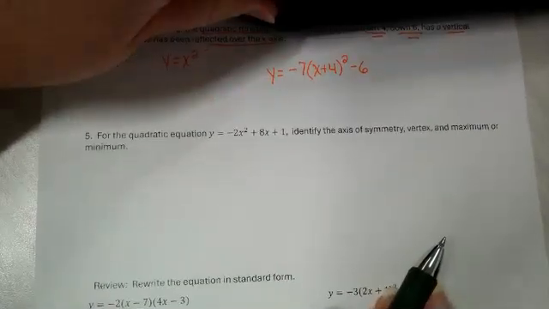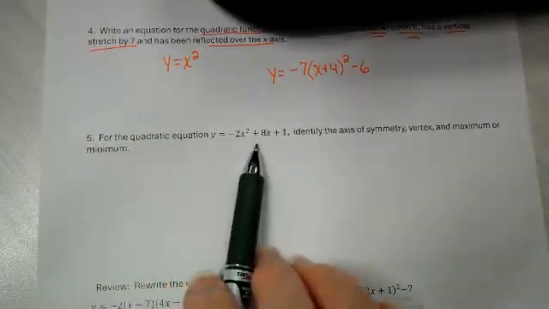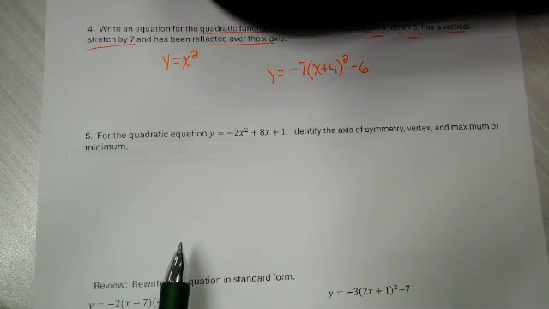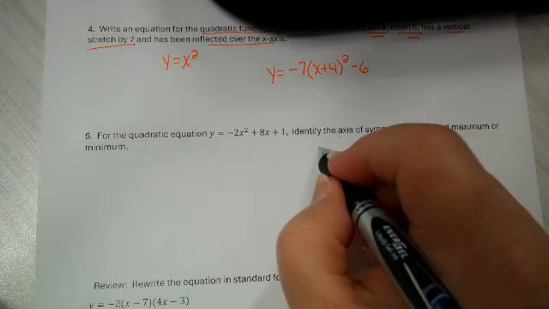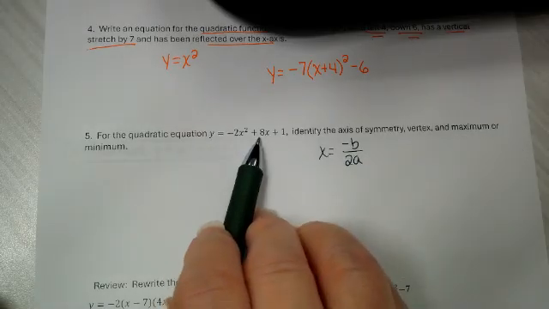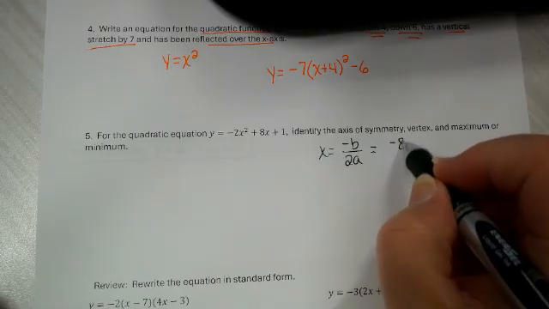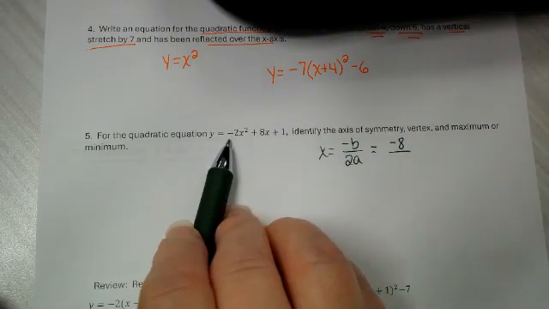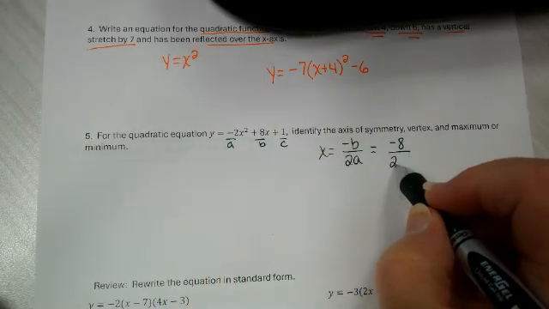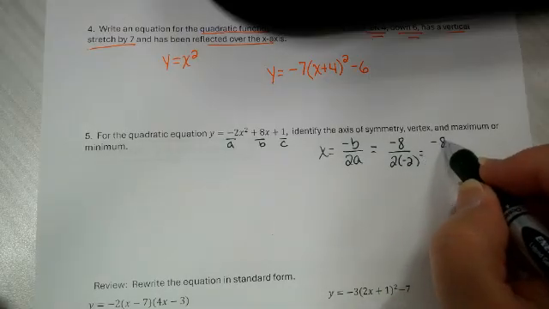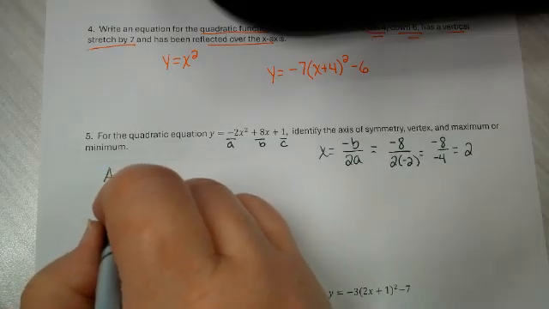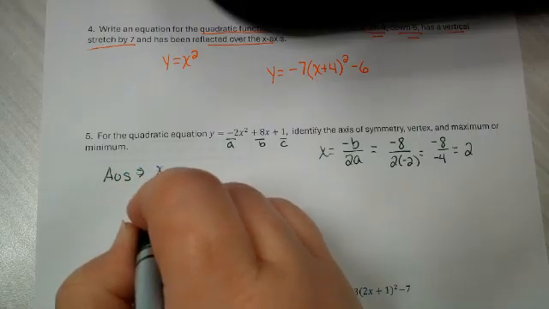Now we've got a couple of review questions just to refresh your memory. For this quadratic equation, identify the axis of symmetry, vertex, and maximum or minimum. Well, the axis of symmetry formula is x equals -b/2a. So in this equation, b is 8, so I'm going to write -8, and a is -2. There's my a, my b, my c. So that means I've got -8 over -4, which is +2. So my axis of symmetry is x equals 2.